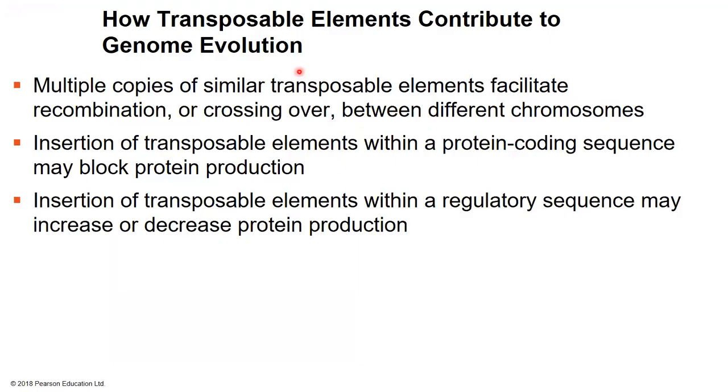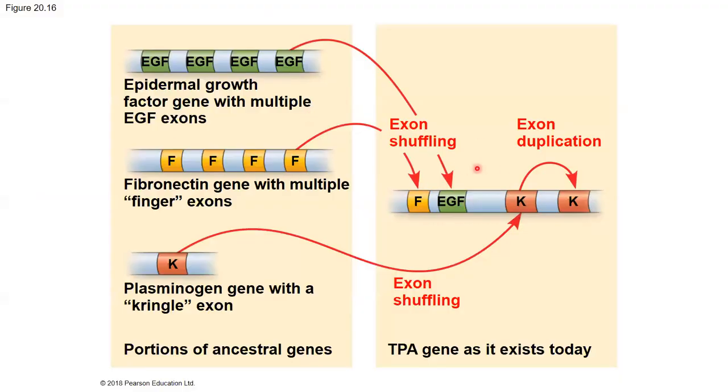Now, transposable elements might be responsible for, as we see, they are in general responsible for recombination or crossing over. So also they might be responsible for incorrect crossing over, leading to gene duplication or leading to exon shuffling and exon duplication. Okay.